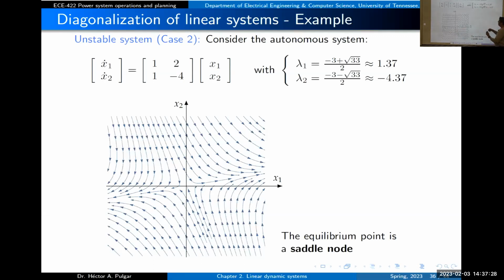So this system, because you have some forces that take you to the equilibrium point and some forces that push you away, is called a saddle node. Okay? This is unstable, of course. You have a system with a saddle node, the system will be unstable.